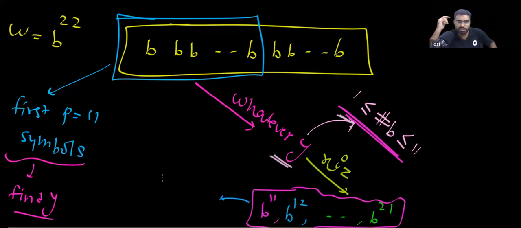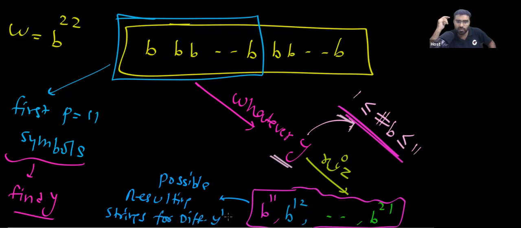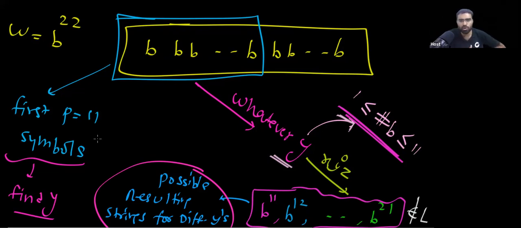These are the possible resulting strings for different y's. Is this clear? Please tell me. And did you notice none of them belong to L? None of them belong to L. Is this clear? None of them is belonging to L.